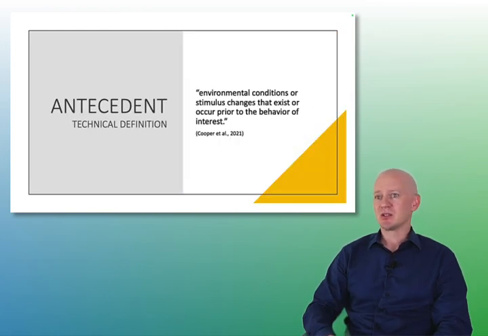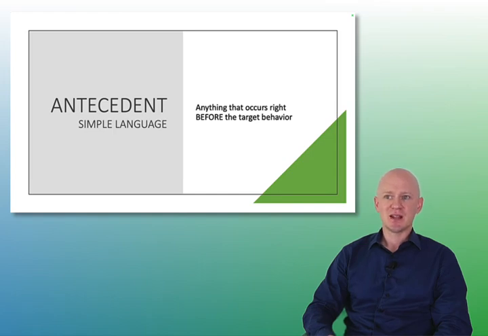Antecedent, the technical definition, is environmental conditions or stimulus changes that exist or occur prior to the behavior of interest. The simple language definition of an antecedent is anything that occurs right before the targeted behavior. It's not just something that happened to happen before a behavior, but typically something that happens right before a behavior and has some type of relationship with the behavior.